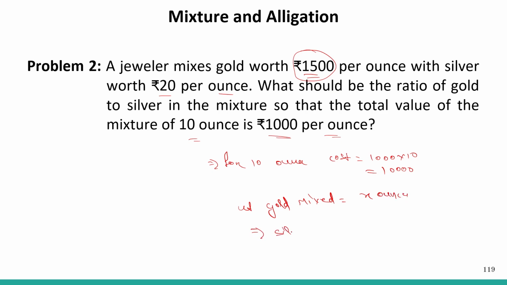So let gold mixed be X ounce. This implies that silver mixed will be 10 minus X, right? So X into 1500 plus (10 minus X) into 20 is equal to the given 10,000, right? So 1500X plus 200 minus 20X is equal to 10,000. This is what we have.